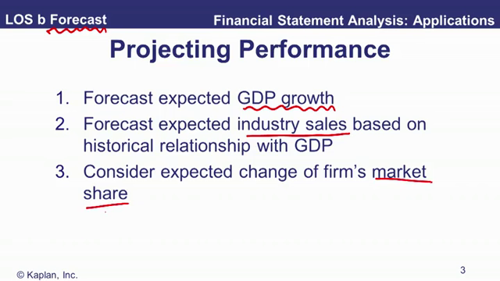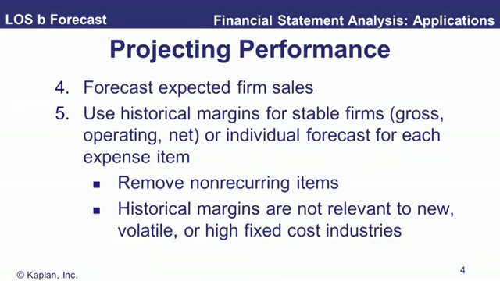The purpose of this, of course, is to forecast the firm's sales in the future. So, three-step process: economy, industry, firm. Right, now we've got the forecast firm sales. What we're then going to do is apply those future sales to ratios.